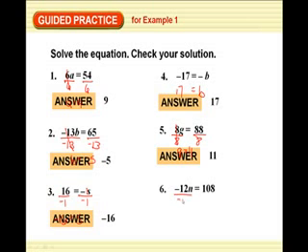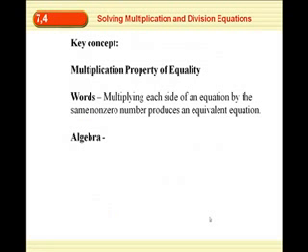-12 times n, the opposite of timesing by -12 is to divide by -12. You do that to both sides. Those cancel out. Negative, what, 9, I believe? There we go. Okay, so that's dividing both sides.